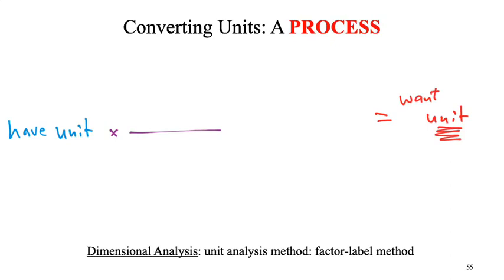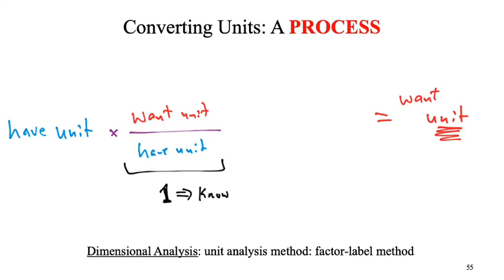What do you want to have happen? Whatever that expression is has to equal 1, true? You want the unit you want on top and the unit you have on the bottom. Yes, this has to equal 1. How do we know it equals 1? That would be some kind of an equality that you would have to know.